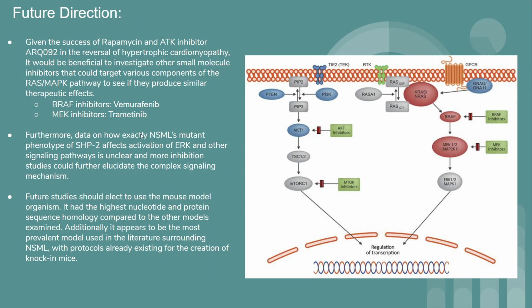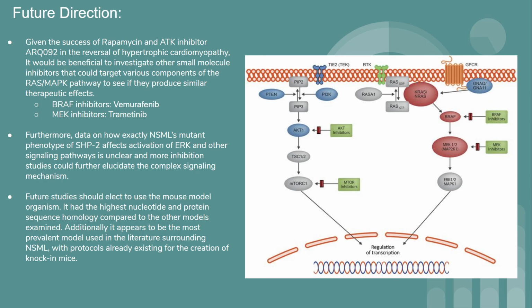And then looking at future directions, modeling a genetic disease in a model organism. In their study, they were actually able to test rapamycin, which is an mTOR inhibitor, and they were also able to test an AKT inhibitor, which is in this RAS-MAP kinase pathway that I talked about. And they were able to actually see a reversal of the heart condition, and that was wonderful.